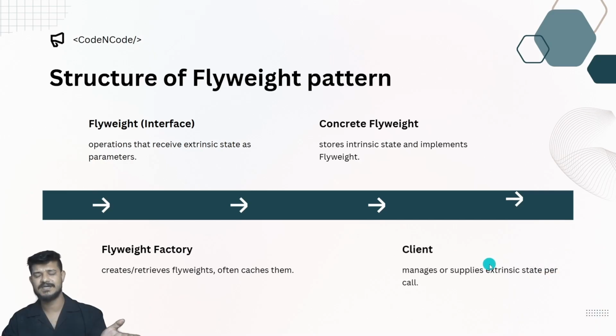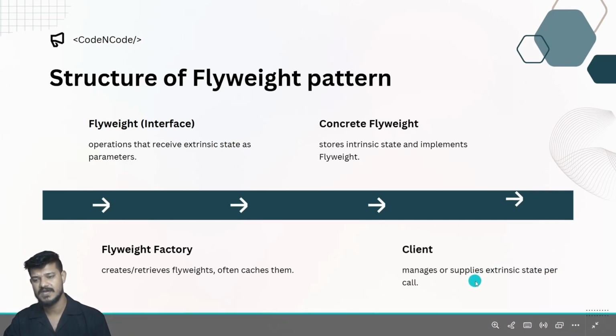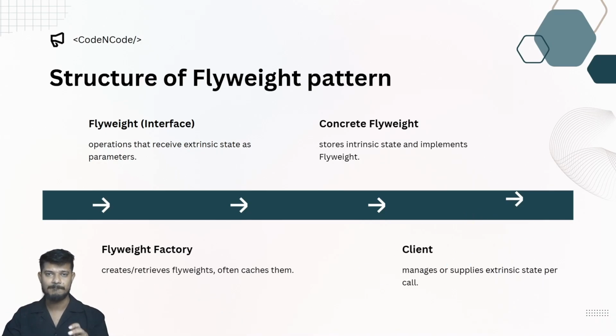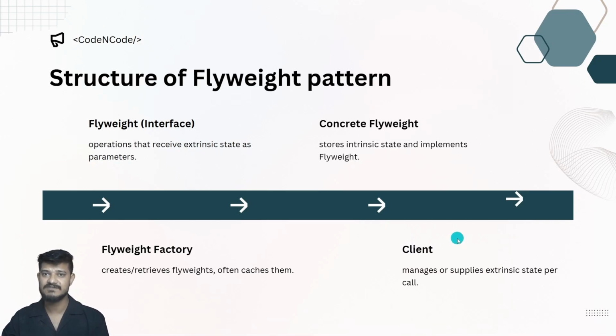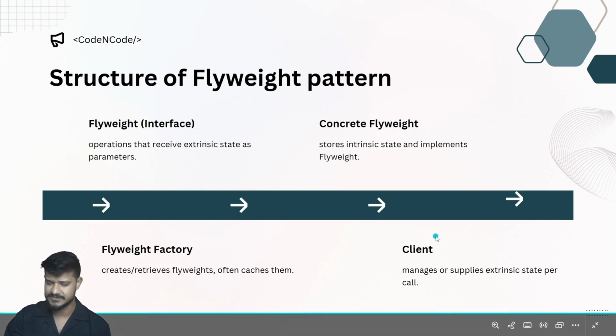Now, finally, the client, it manages or supplies the extrinsic state. So you'll have a client, in our case, game will create a forest. So basically, it will create 10,000 or a million trees. Each time when you are creating a tree, you will pass the extrinsic data, right? So game will decide where each tree is to be placed, right? So game, the client, will decide what is the position and height of the tree. So the client needs to provide the extrinsic data.